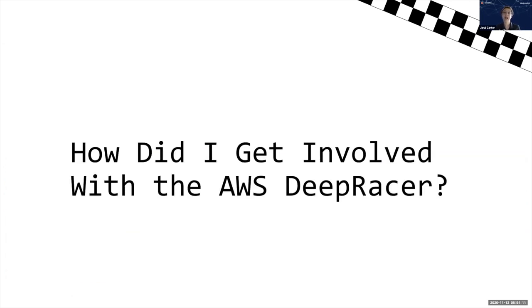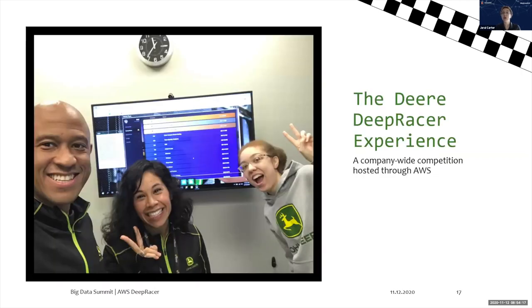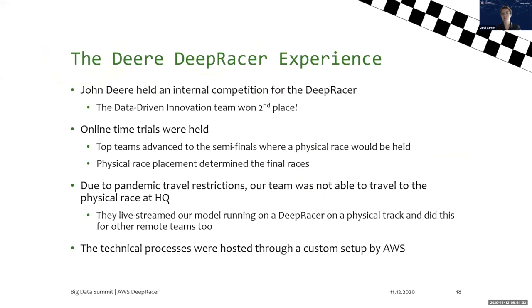So how exactly did I get involved with the AWS DeepRacer in the first place? Well, John Deere hosted a company-wide competition that was hosted through AWS. Me and some of my colleagues thought it would be awesome to do something that we haven't done before and get involved. With this internal competition, anybody in the company was able to participate. There were a lot of teams. And my team in the spring, the data-driven innovation team, won second place, which was really awesome. The MC also said that our model was really aggressive because it would take turns at full speed, which was kind of funny.